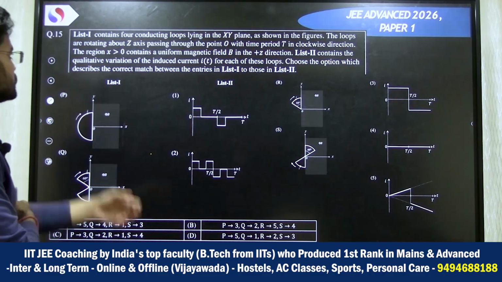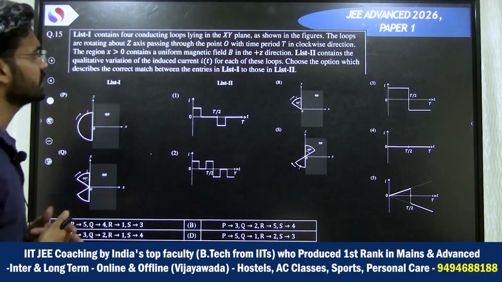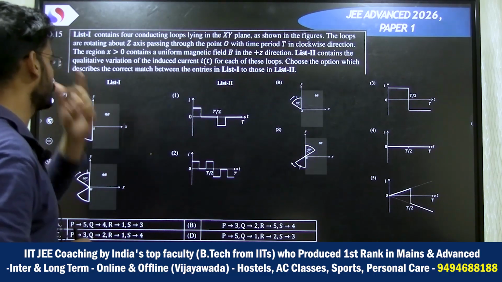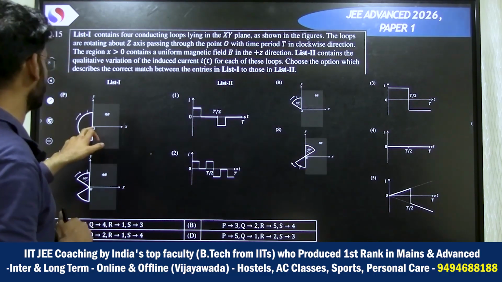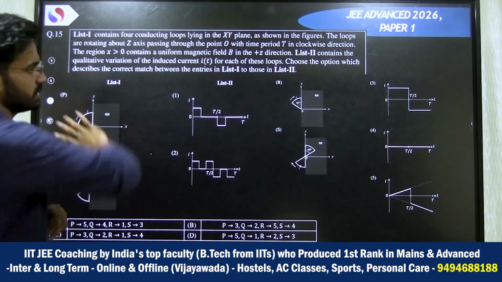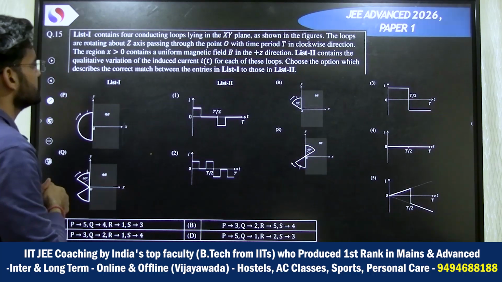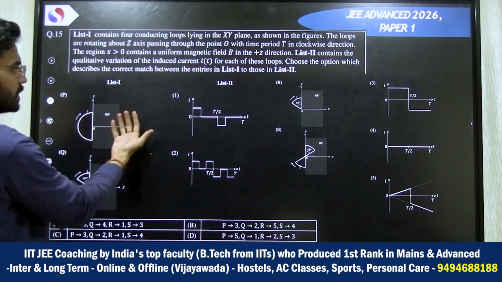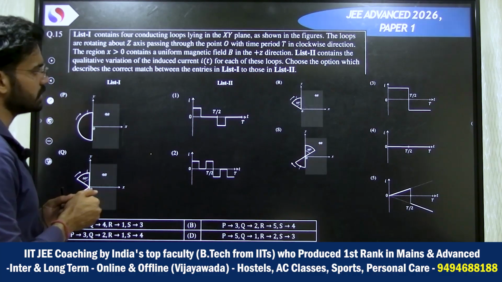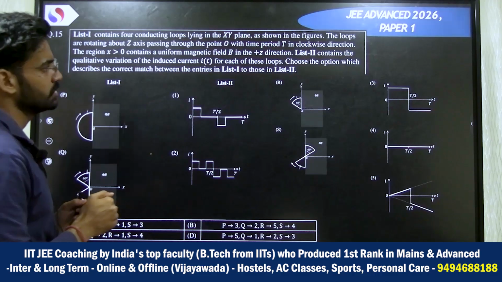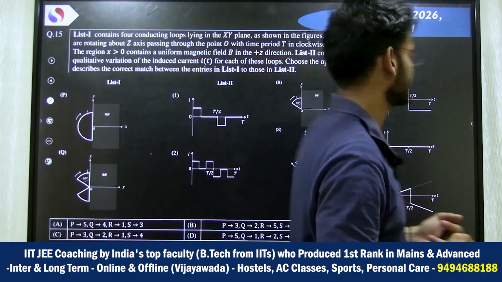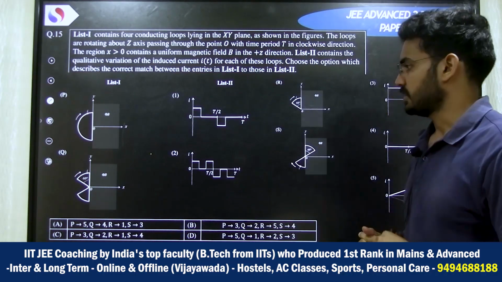List 1 contains 4 conducting loops lying in the XY plane. As shown in the figure, the loops are rotating about the Z axis, passing through point O. It is rotating like this with time period capital T in clockwise direction. The region X greater than 0 contains a uniform magnetic field, this side, uniform magnetic field out of the plane. List 2 contains qualitative variations of the induced current I with respect to T for each of these loops. Choose the option which describes the correct matches of the entries in list 1 to those in list 2. Okay, this is a very easy question.